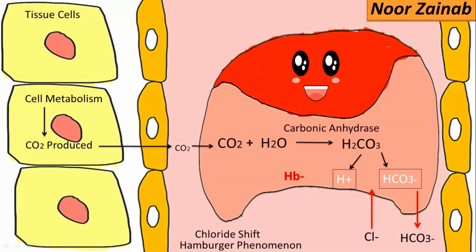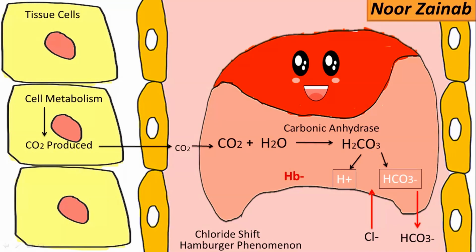So what happens with the H plus ions? The presence of H plus ions will decrease the pH of the blood, or increase the acidity of the blood. The H plus ions will accumulate in our red blood cell, and our blood will become more acidic. So in order that this does not occur, there is hemoglobin in our red blood cells.